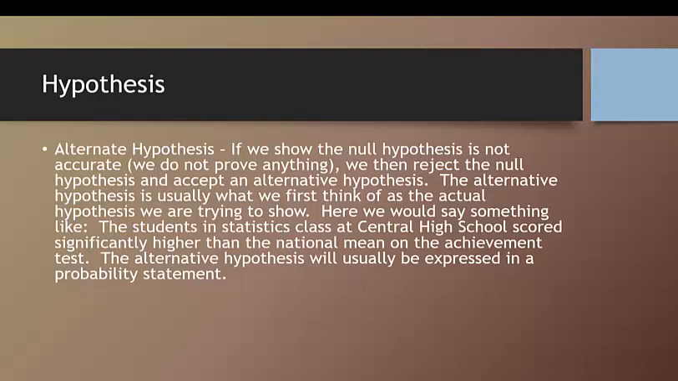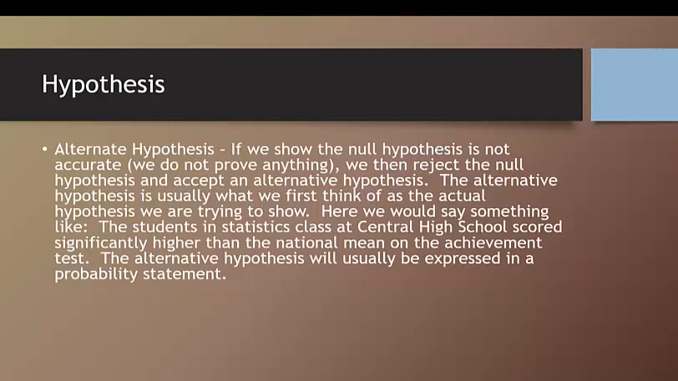that's a weighted coin. Our null hypothesis is there will be no difference in the number of heads and tails. So that's actually what we're measuring, is the no difference. And depending on how much difference there is, we will either accept or reject that null and accept our alternative in its place. When it comes to the school students, the alternative hypothesis is what we usually first think of as the actual hypothesis we're trying to show.